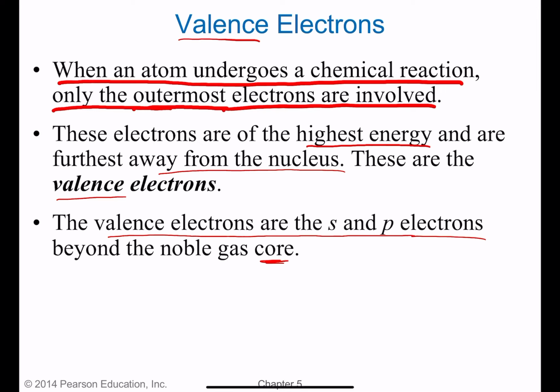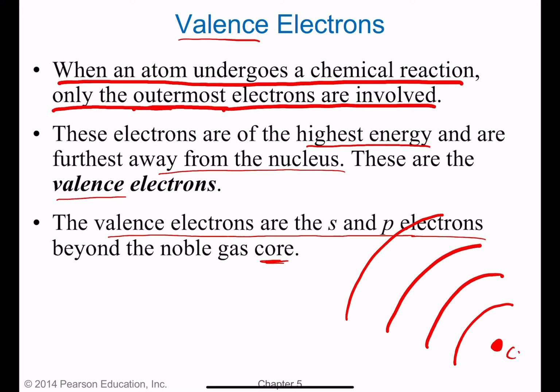What we mean by core: if here's our nucleus, and here's level 1, level 2, level 3, level 4, let's do calcium as an example. Calcium is element 20, so that means there's 20 protons in the nucleus. It's going to have 2 electrons in level 1, and in level 2, it's going to have a total of 8 electrons.